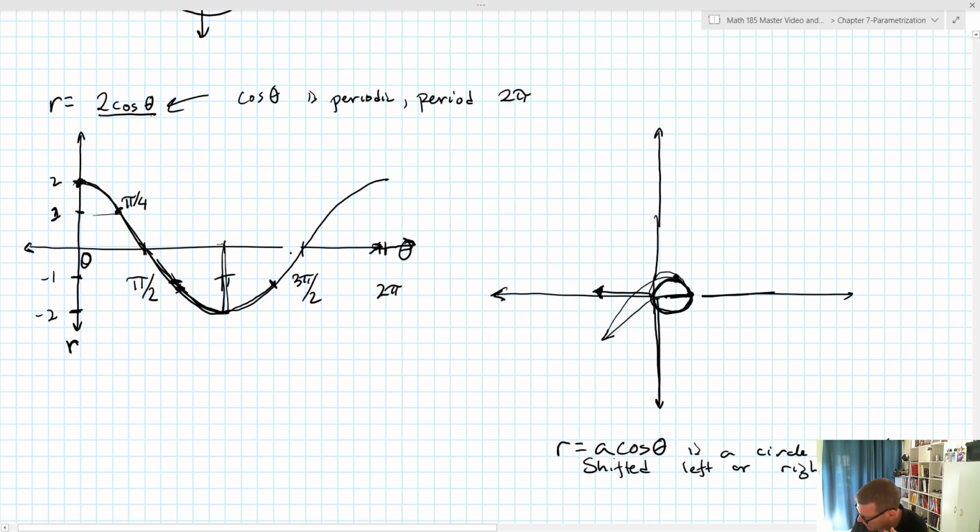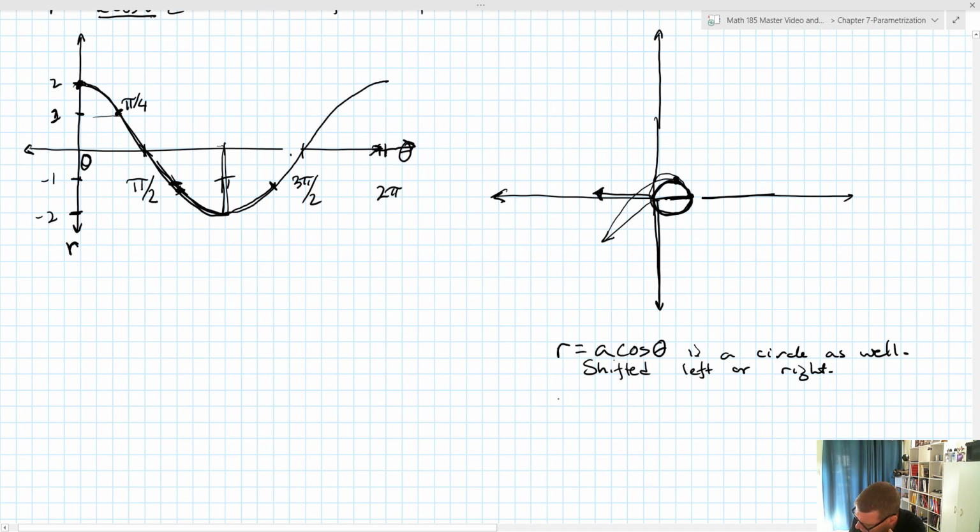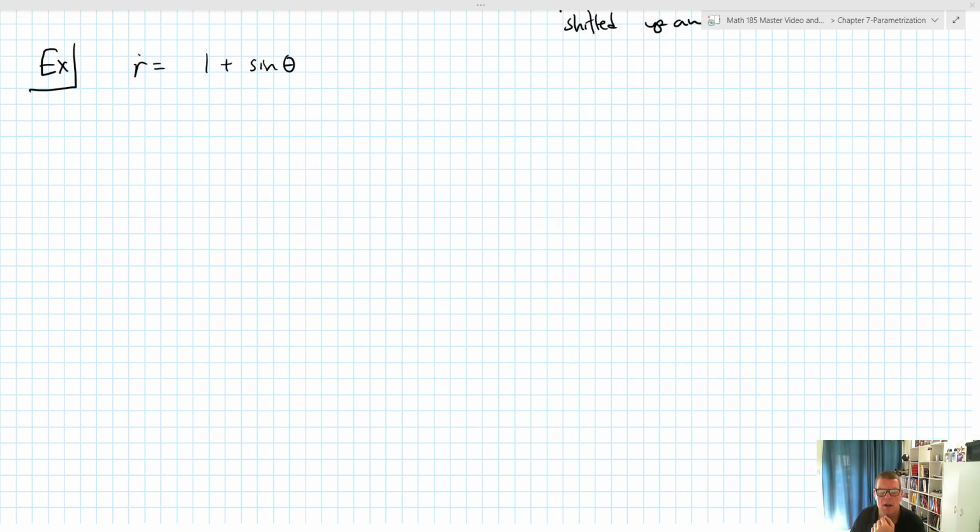And although I'm not going to do an example of this on the video, I'm going to have r equals a sine theta, okay, is a circle, but it's shifted up or down. So now let's take a look at this function. Let's look at r equals 1 plus sine theta. And so what I'm going to do is the same thing that I did last time. I'm going to create a function.